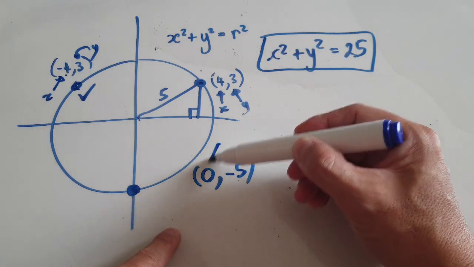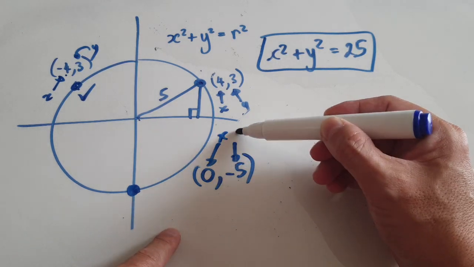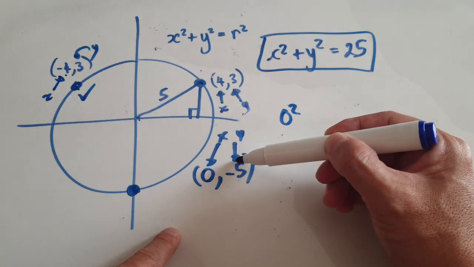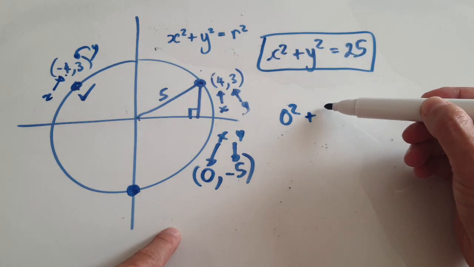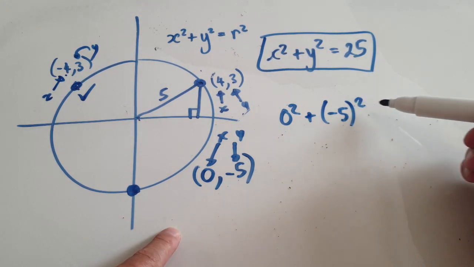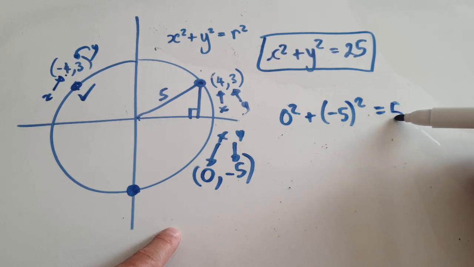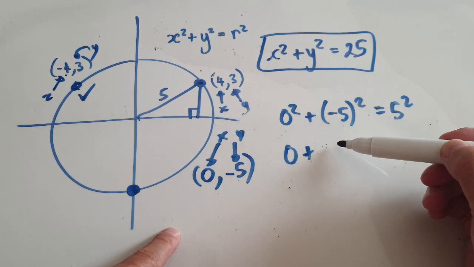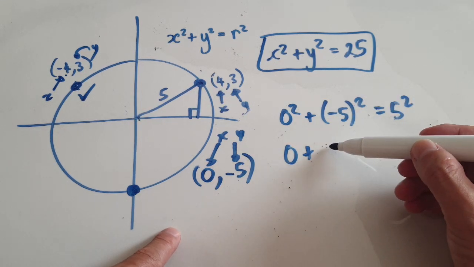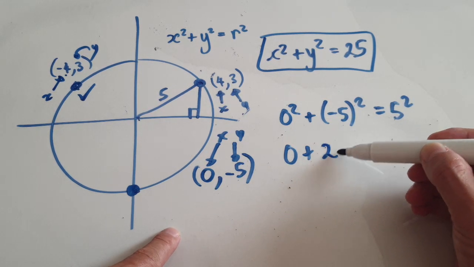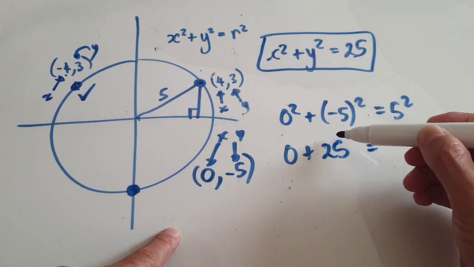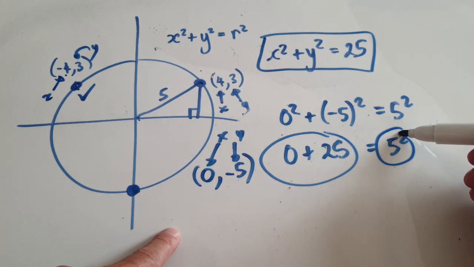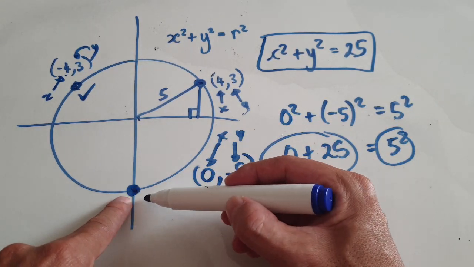Now this is your x. This is your y. Let's put this into here. So that would be 0 squared. And then put the negative 5 into the y. Negative 5 squared. Does it equal 5 squared? This would be 0 plus 25. Negative 5 times negative 5 will be positive 25. You see, the left-hand side does equal the right-hand side. So therefore, this here is a good point.